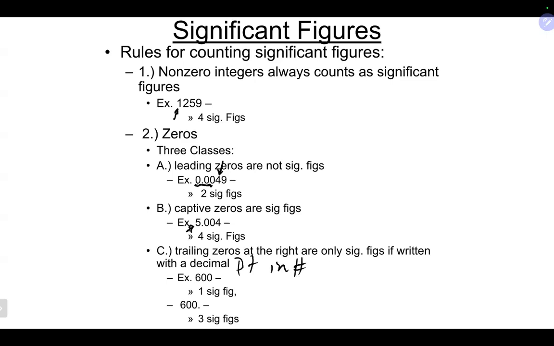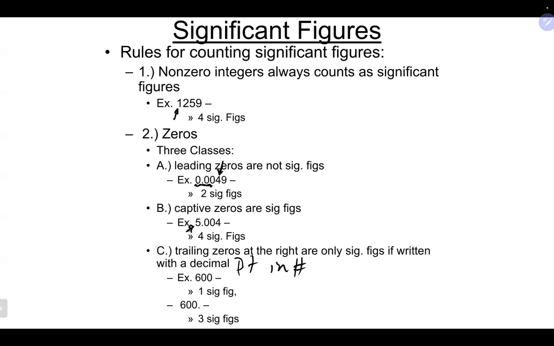And if there is a decimal point in that particular number, then all of the zeros at the end will become significant. The decimal point does not need to be hanging out by the zeros. It just needs to be anywhere in that number, and that will turn those zeros at the end significant.